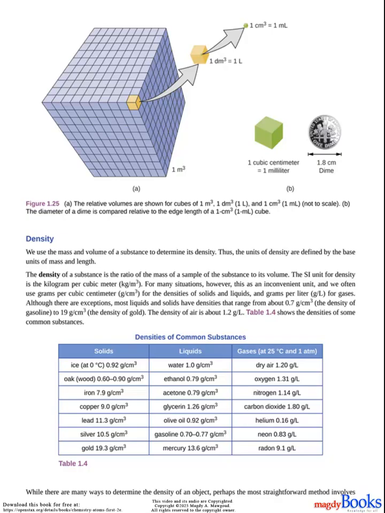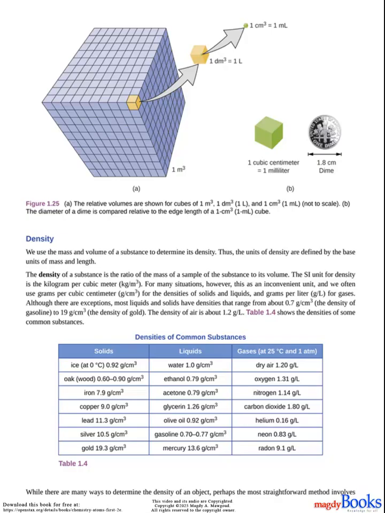B. Liquids. Water, 1.0 gram per centimeter cubed. Ethanol, 0.79 gram per centimeter cubed. Acetone, 0.79 gram per centimeter cubed. Glycerin, 1.26 gram per centimeter cubed. Olive oil, 0.92 gram per centimeter cubed. Gasoline, 0.70 to 0.77 gram per centimeter cubed. Mercury, 13.6 gram per centimeter cubed.